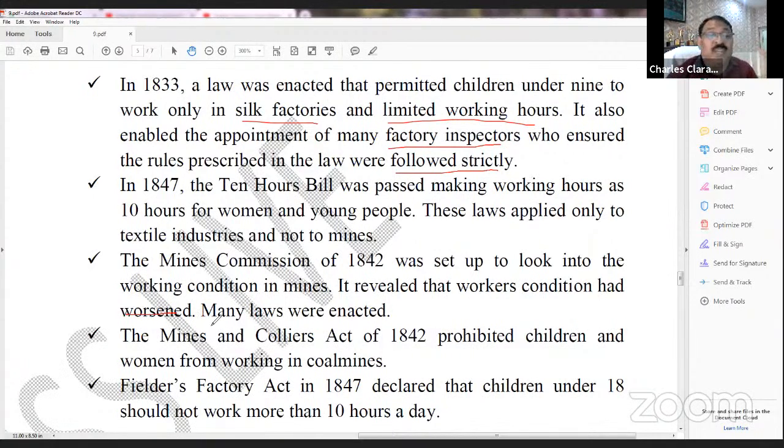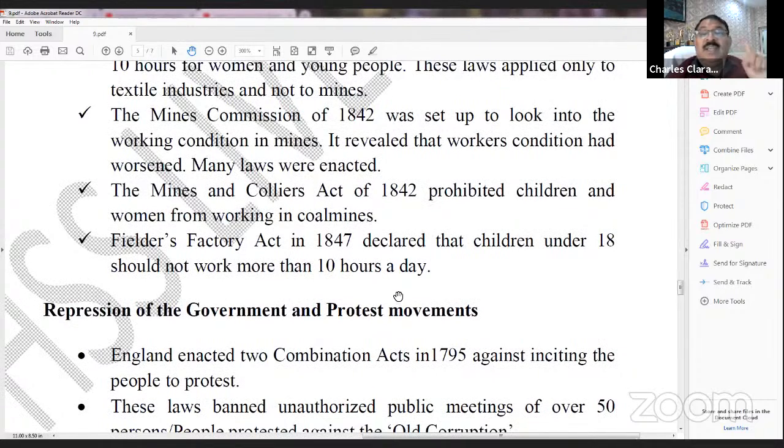Although many laws were enacted, the Mines and Colliers Act in 1842 prohibited children and women from working in coal mines. They said children and women cannot work in the coal mines. Again, in 1847, it was declared that children under 18 should not work for more than 10 hours a day. Great.